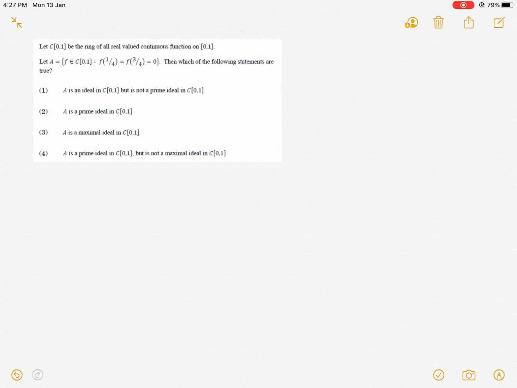This is a question from December 2019 CSIR NET Mathematical Sciences. This is a question on abstract algebra from part C, and here we are asked that if C is the ring of all real valued continuous functions on closed interval 0, 1 and A is as shown, then which of the following are true? First of all, C is a ring of real valued continuous functions. This is a commutative ring with unity.